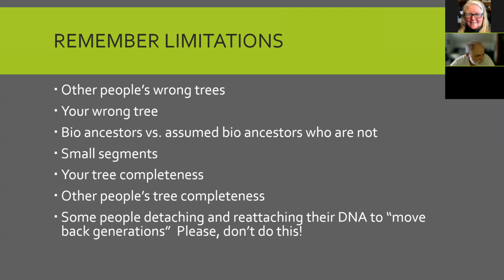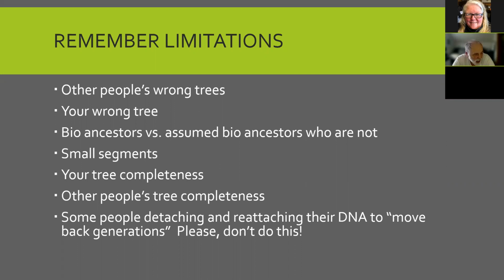Remember, there are some limitations to ThruLines. Other people's trees can be wrong. Your tree can be wrong. You always have that bio ancestors versus assumed bio ancestors who are not. That could be a problem, and not just in your tree, but in other people's trees as well. So if someone else is assuming a relative of yours is a bio ancestor and they're not, it's going to throw some ThruLines hints in there.